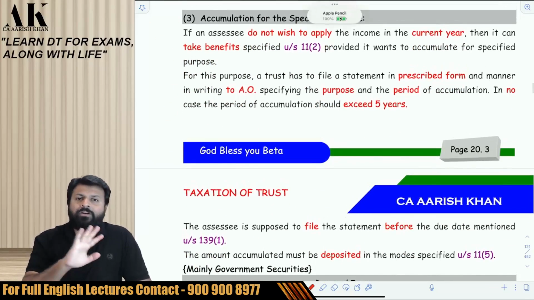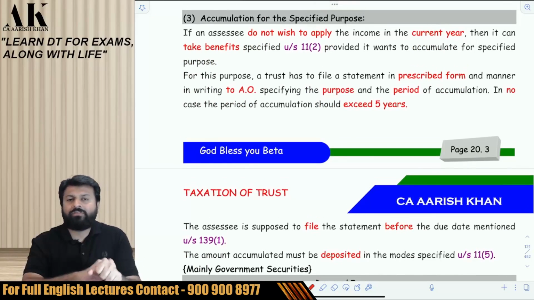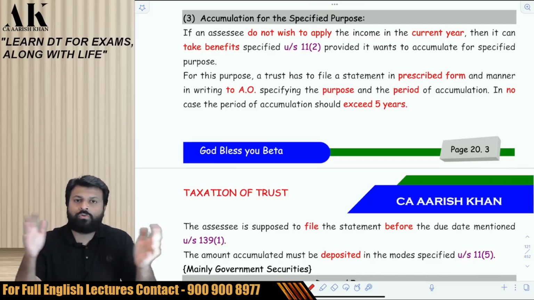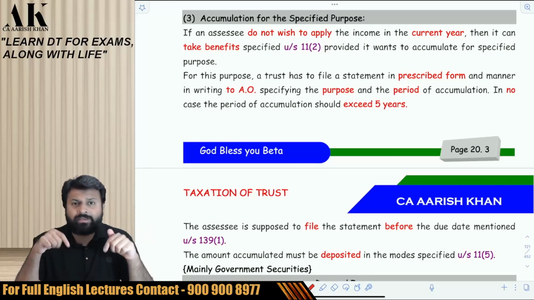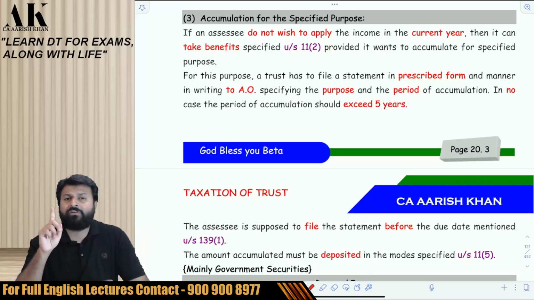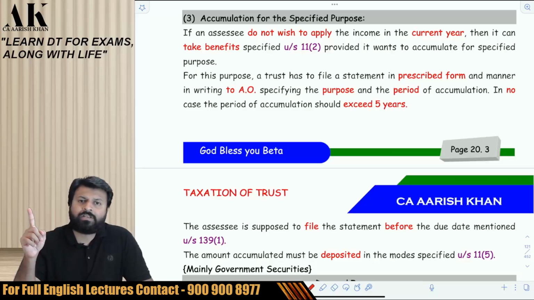Next. I do not want to apply the income in the current year because I wish to accumulate that for future years. So you can do so. If you wish to accumulate that 10 lakh for future years, you can claim exemption today itself by following a certain procedure. First, you have to go to the assessing officer on or before the due date of filing of return and make an application to him saying that I am accumulating this amount for a specified purpose.